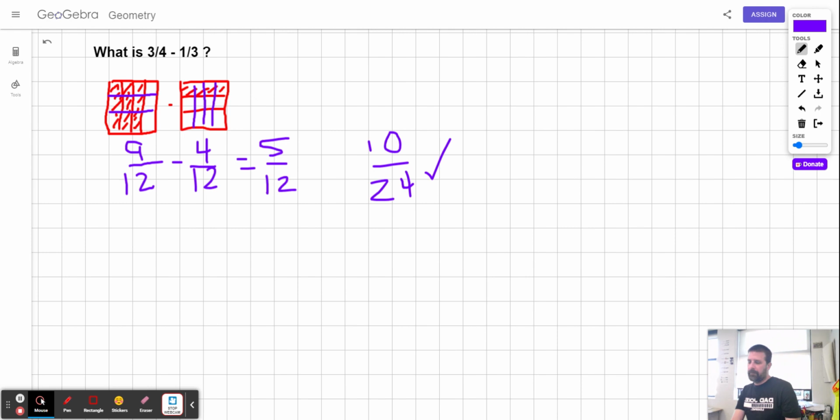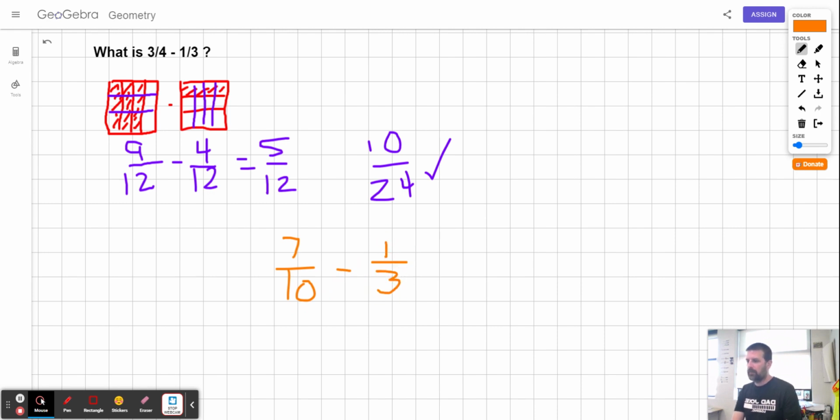Okay. The other model is not visual. It doesn't use area. It just uses your math knowledge. So let's do that one. Let's maybe go with an orange here. For the other one, let's use fractions that are a little bigger. So let's use, I don't know, 7/10. So we've got 7/10, take away a third.